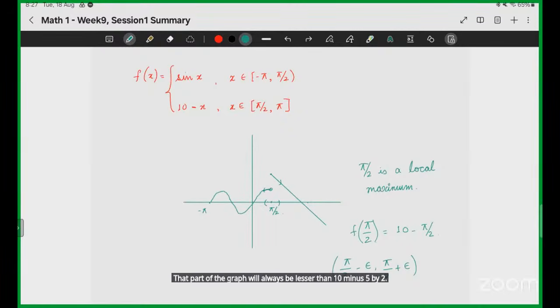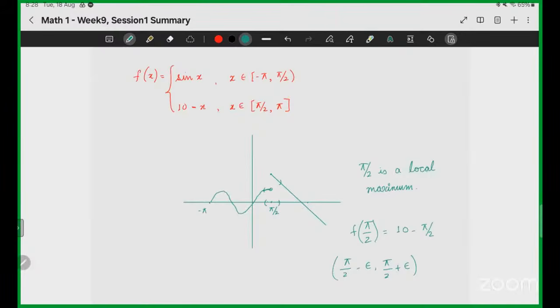And then you have a negative slope line going downwards. So that will also go lesser and lesser than 10 minus pi by 2. So pi by 2 has an interval around it. There is an interval around pi by 2 such that the function value at pi by 2 is the maximum among all points there. So locally, pi by 2 is the maximum.